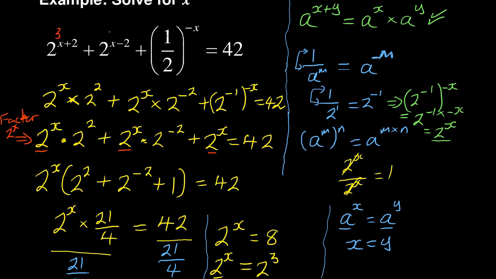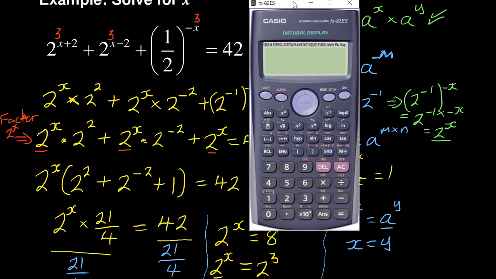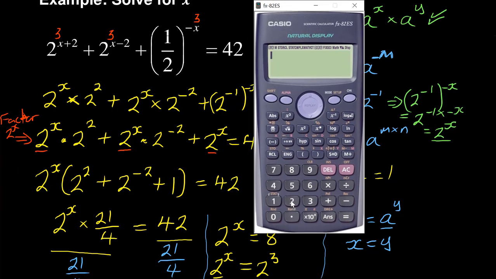So we do that, and then we do that. So whenever there is an x, we put a 3. If you test your answer, it must equate to 42, which is 2 to the exponent 3 plus 2, and then plus 2 to the exponent 3 minus 2, and then plus, in brackets, 1 over 2 to the exponent negative 3.